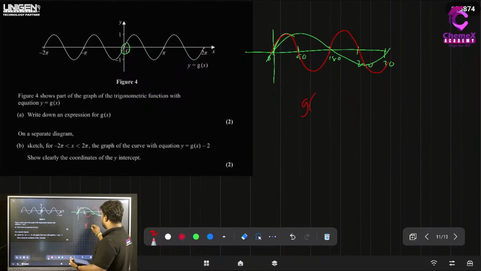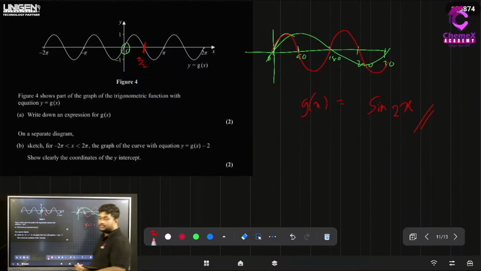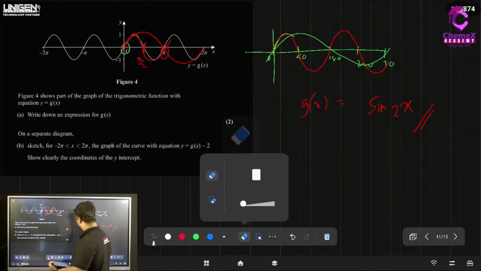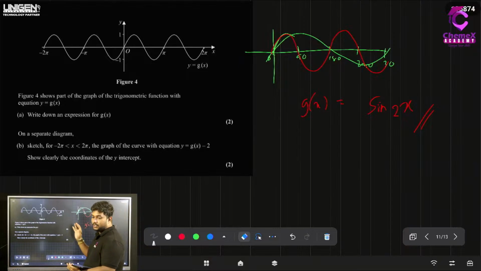So g(x) should be equal to sine x. But can you see, this is half of it, like 90, no? So it has been squeezed by how many? 2. So this is the final equation of g(x). Got it? Usually it goes like this, but in this case it has become this. So half of 90. They have divided each x value by 2. That's why it's compressed in.